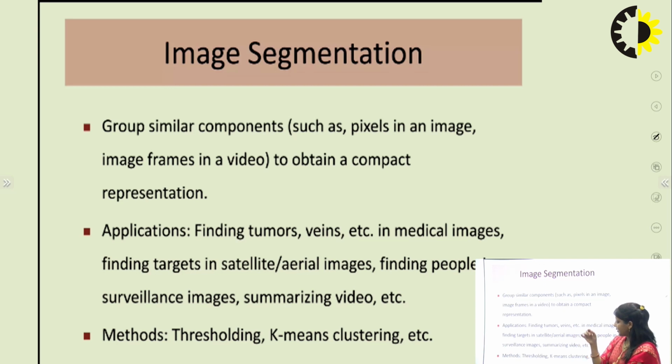Based on similarity we can find different methods like thresholding or the k-means clustering method. So in image segmentation there are two basic approaches: based on similarity and based on dissimilarity. If we are taking the similar components, then methods like thresholding and k-means clustering can be used to find the image segmentation.